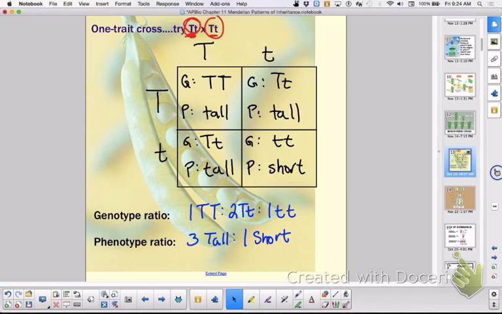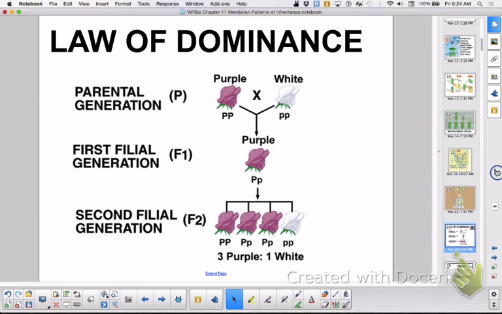So we're at Mendel's laws. Mendel's law of dominance says that one trait or factor can be dominant over another. He called them factors. We know them as alleles. So, for example, tall plants are dominant over short plants.